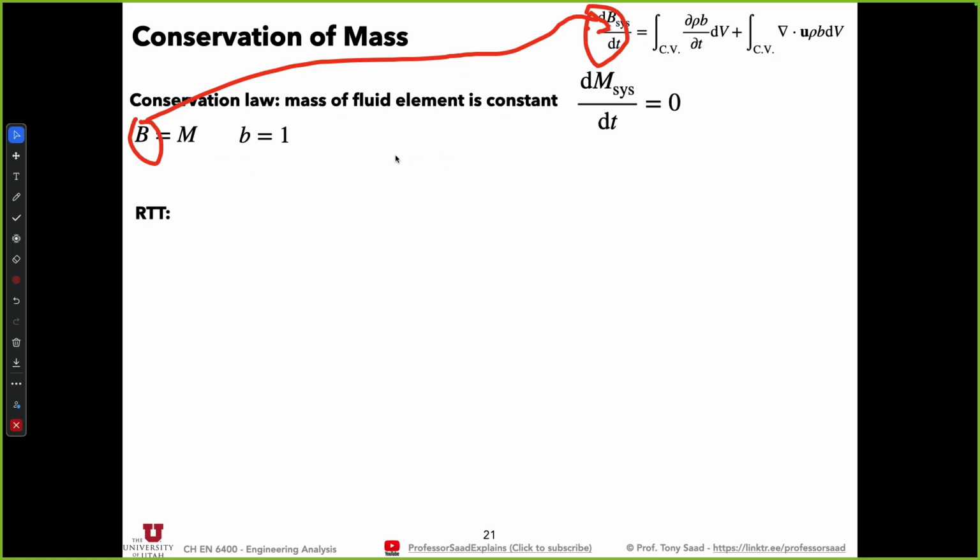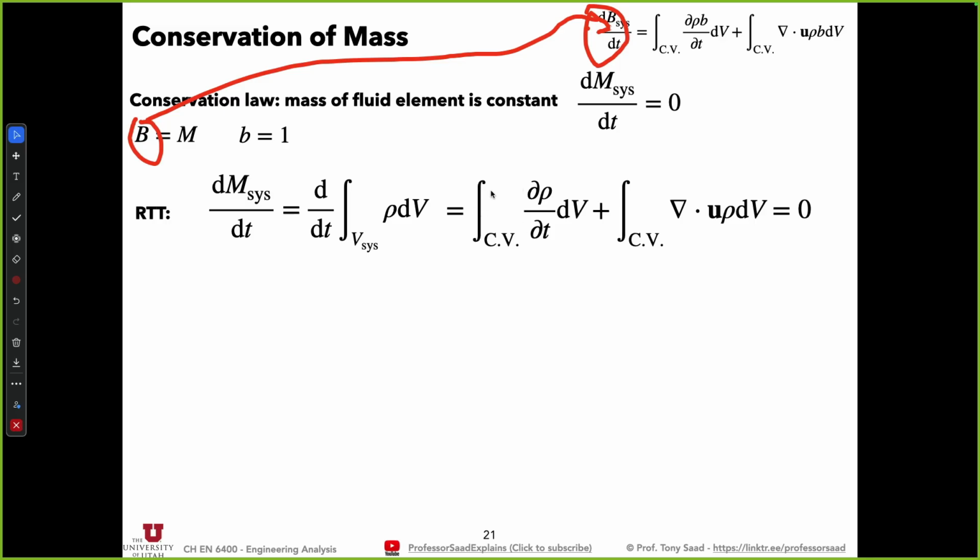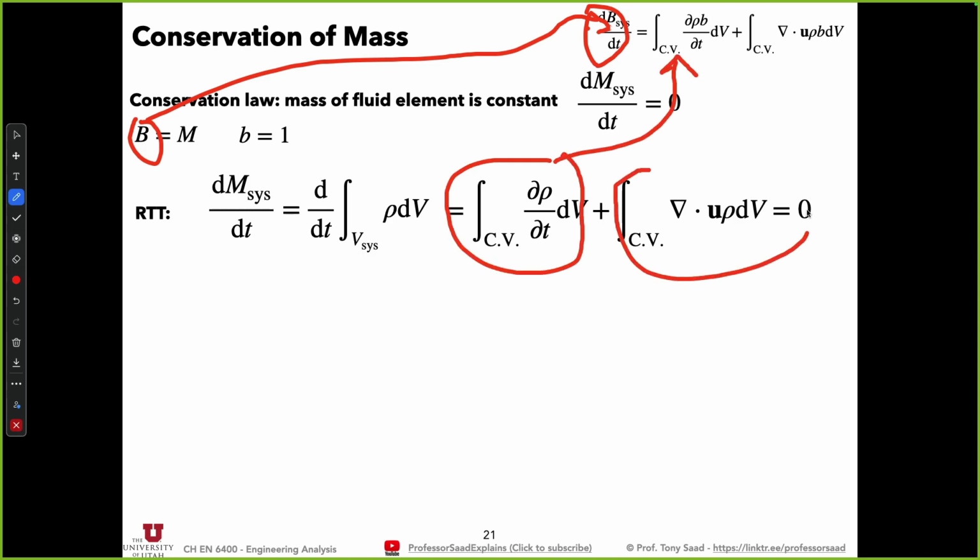So now I can apply this. I can say Reynolds Transport Theorem, RTT, says dm by dt is equal to d by dt of the volume integral over the system, over the material system, rho dv, remember small b is equal to 1, and that's equal to the integral over the control volume. I'm just applying the theorem here. So this one is this guy because b is equal to 1, and this one is this guy. Also lower small b is equal to 1, div u rho dv equals 0.